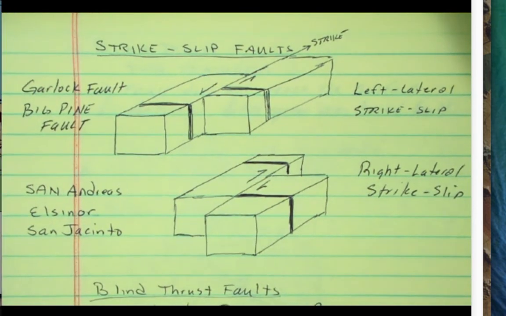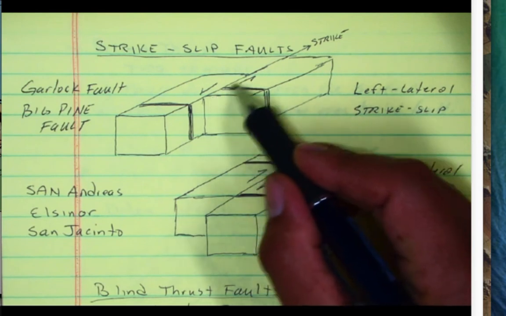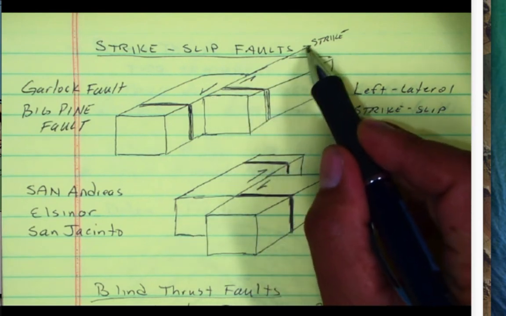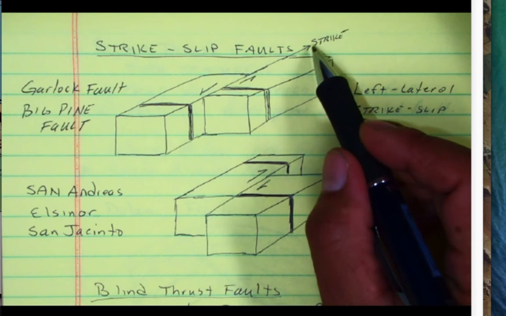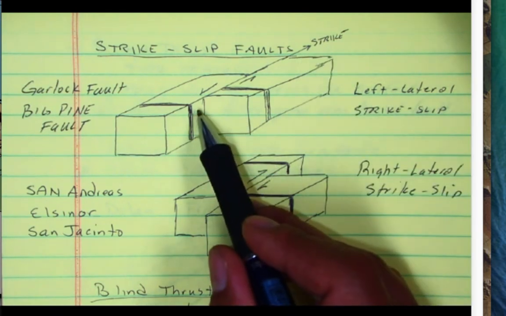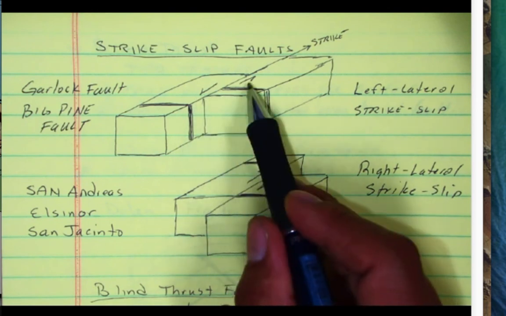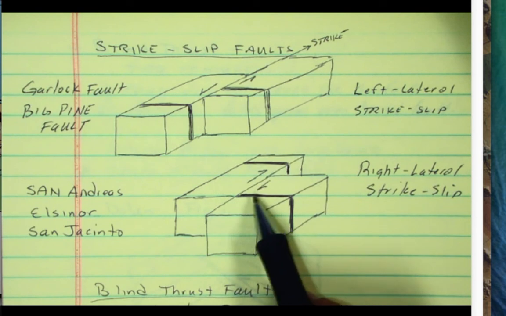Now for strike slip, remember strike is a compass direction. So we're looking along strike here. And so in this case, it'll be kind of toward the northeast. And what will happen is the movement of the blocks will be in the strike direction. So either down this way, up that way, or in this case, in the opposite direction.